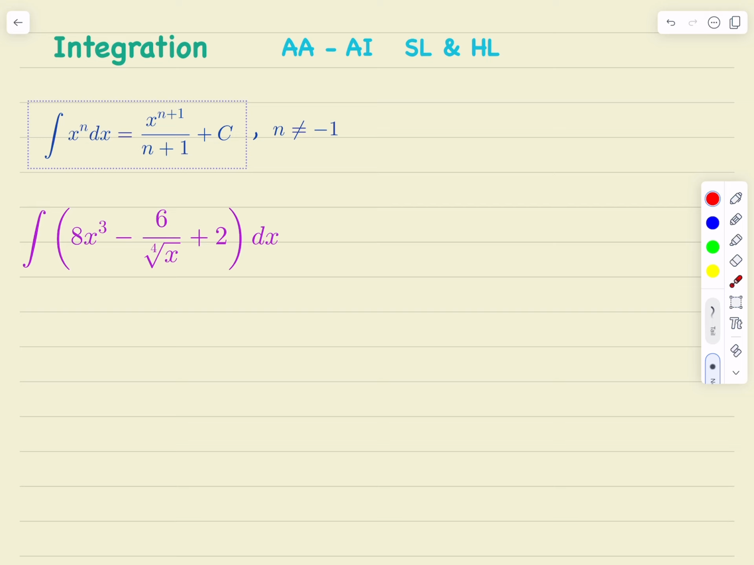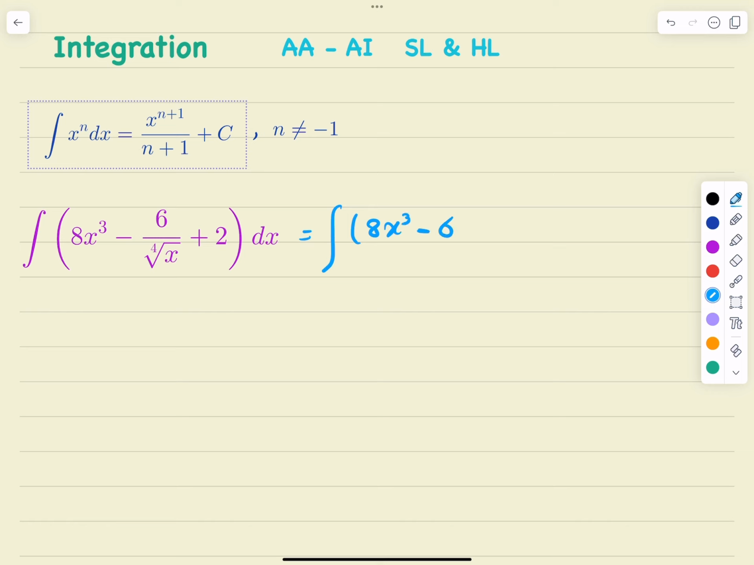Let's now move on to this integral. Here we have a function that has 3 terms. So like differentiation, also integration is distributable over addition or subtraction, which means we can integrate each one of these terms separately one by one. But here first, we will rewrite this term in the power form. So now, we keep the 8x cubed as it is, minus 6.